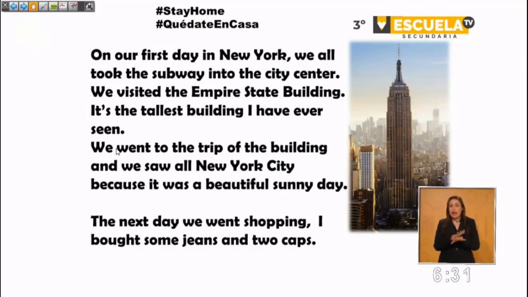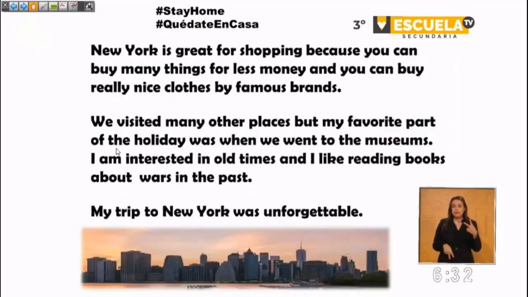The next day, we went shopping. I bought some jeans and 2 caps. Let's continue reading. New York is great for shopping because you can buy many things for less money. And you can buy really nice clothes by famous brands.